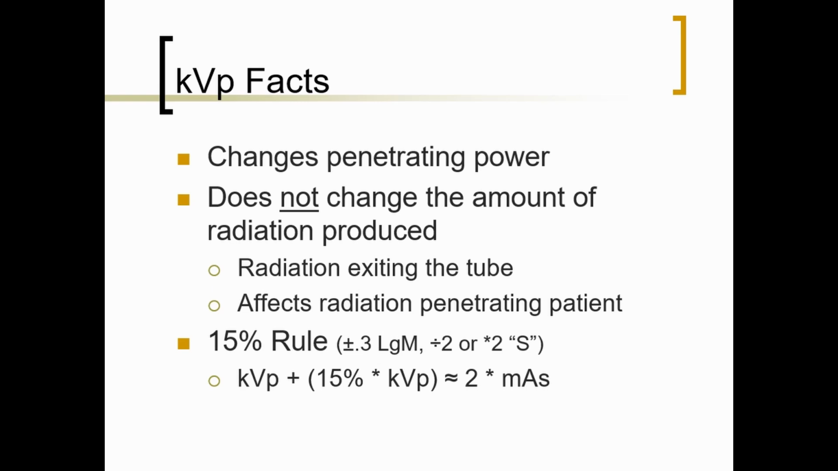To have the opposite effect, subtract 15% from the kV to decrease the exposure to the imaging plate by a factor of 2 times. A 15% decrease in kVp will cause the LGM to decrease by 0.3 or the S number to increase by a factor of 2 times.